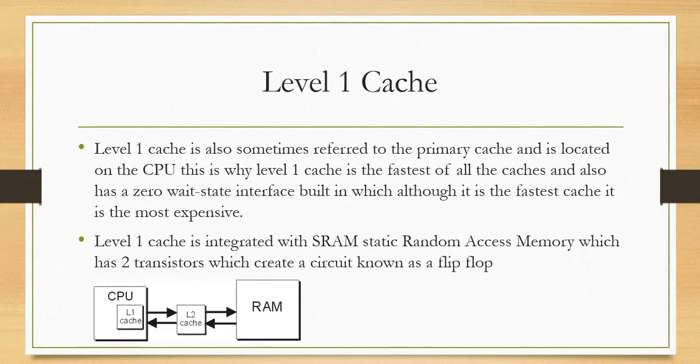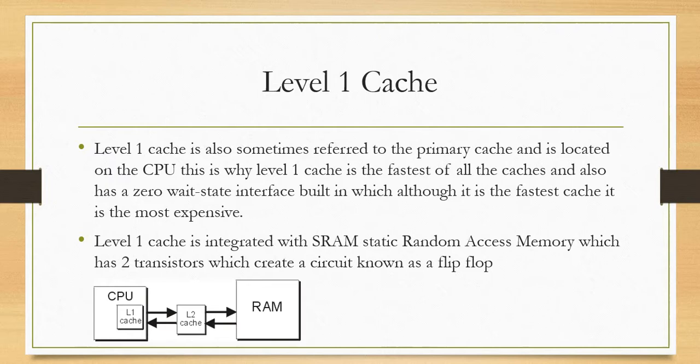The level 1 cache is integrated with static random access memory, which has 2 transistors which create a circuit known as a flip-flop. Now you don't really need to know what a flip-flop is at the moment, because that goes into electronics, and what I'm trying to do is steer away from that and keep on the correct road of the computing element. But I may go into the electronics because I do enjoy electronics, to be honest. Things like flip-flops, transistors, bipolar transistors. What else? Yeah, there's loads of things. Things like electromagnetism as well. But anyway, sorry, getting off track.